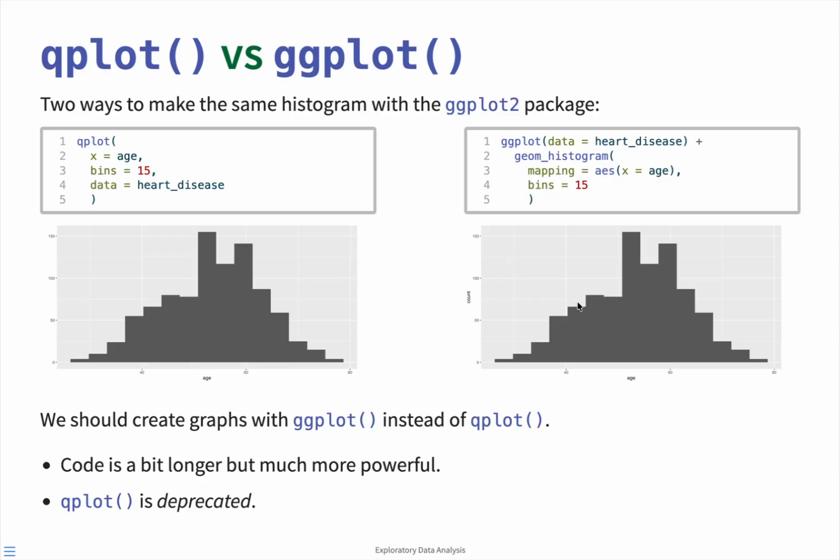In fact, you can see that both graphs here, one created with qplot and one created with other functions, look the same at the end. In particular, we're going to use a function called ggplot, which is where the ggplot2 package gets its name from, along with functions like this, geom_histogram, to create graphs in the future. Although the code that we have to write is a little bit longer, it's much more powerful and allows us to do a lot more than just using the qplot function.